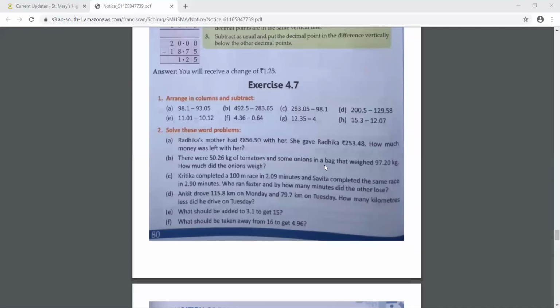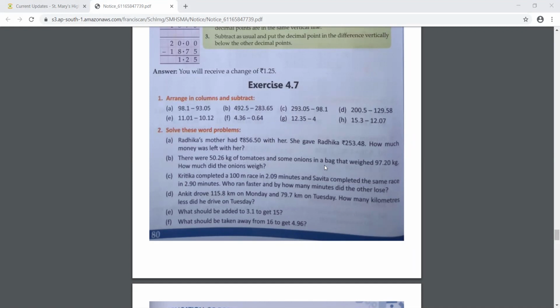Now we have already learned how to compare decimal numbers. When we look at both of these numbers, we come to know that 2.09 is less than 2.90. So Kritika completed the race faster because she took less time. So that is our first answer. Who ran faster? Kritika ran faster. And by how many minutes did the other one lose?